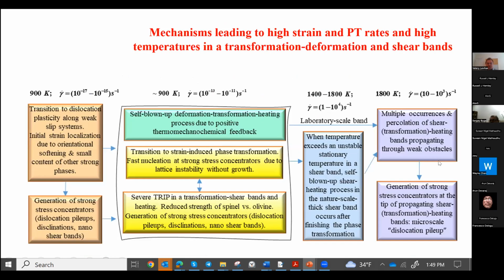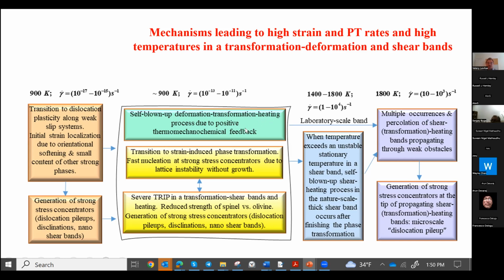This is a summary of all processes. I will do this very quickly. So 2 key points. First, we consider phase transition as plastic strain-induced phase transition and use a new theory. And also we found a solution for TRIP in a shear band, and it produces infinite shear. And their interaction produces a self-blown-up deformation transformation heating process.